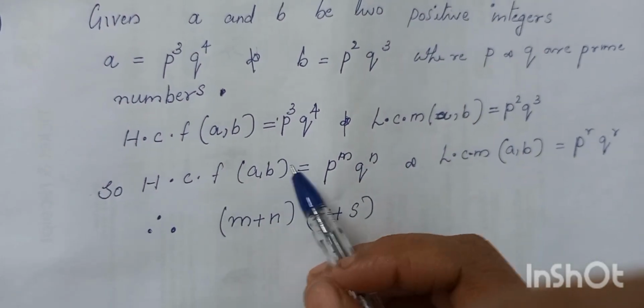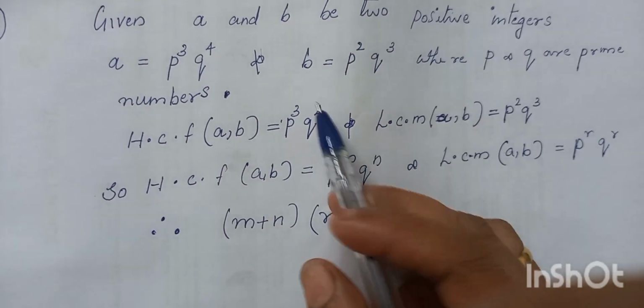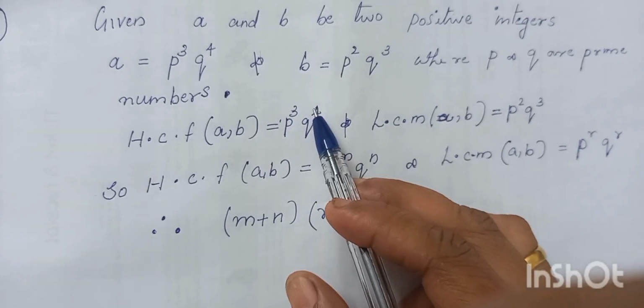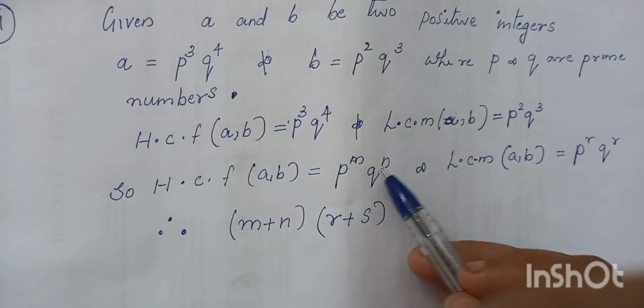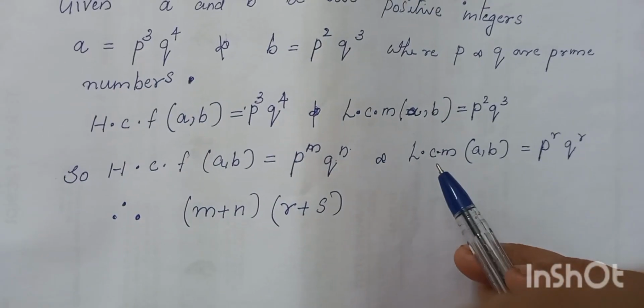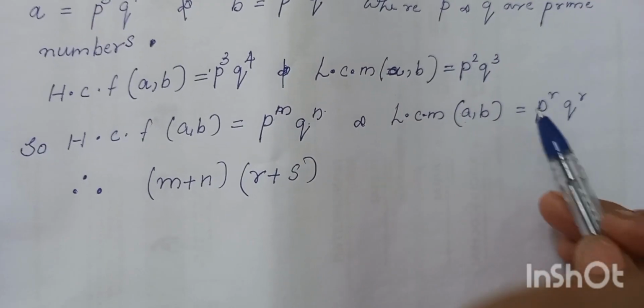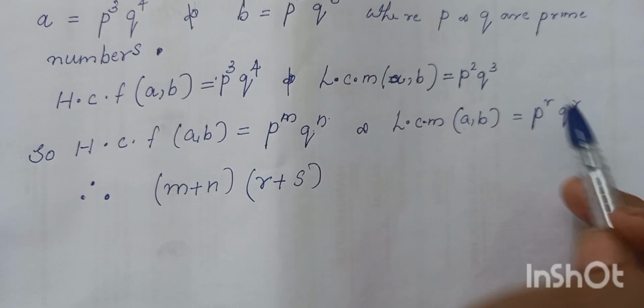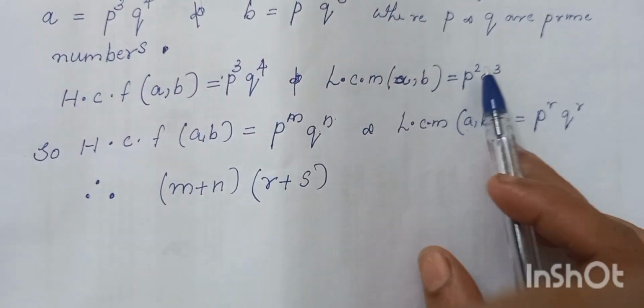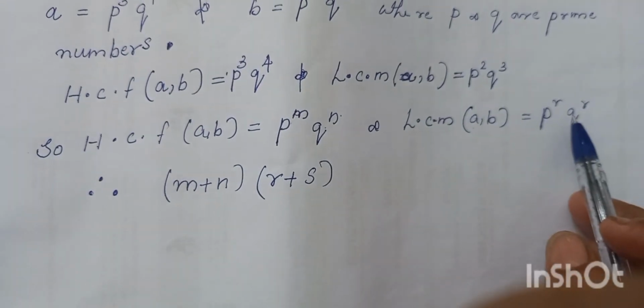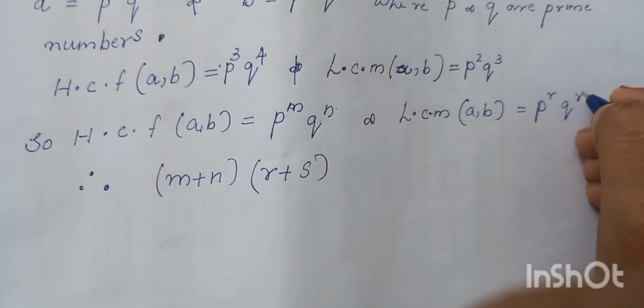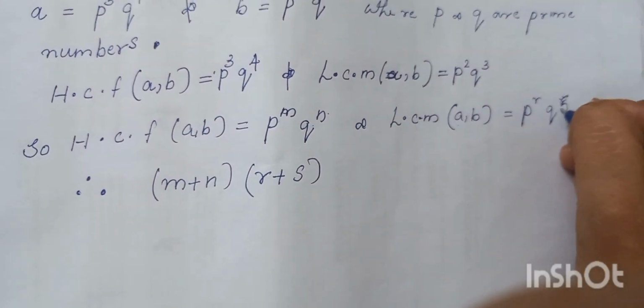So HCF of a, b, we can write as p raised to m, q raised to n. And LCM of a, b is equal to p raised to r, q raised to s. Instead of this we can write like this.